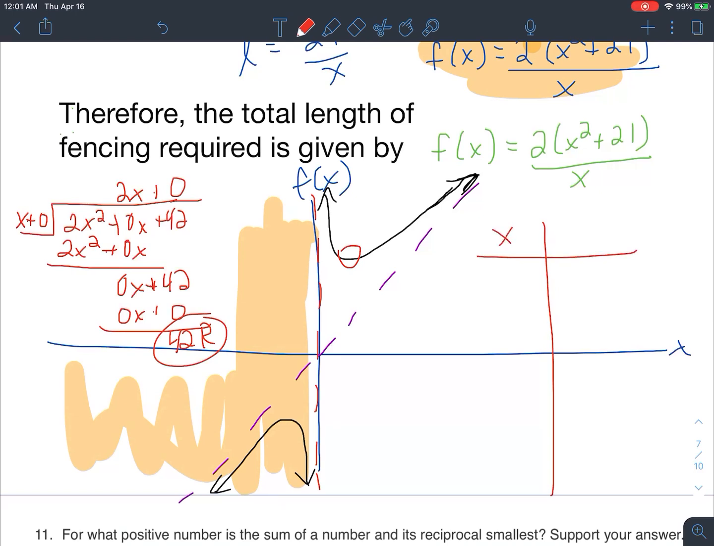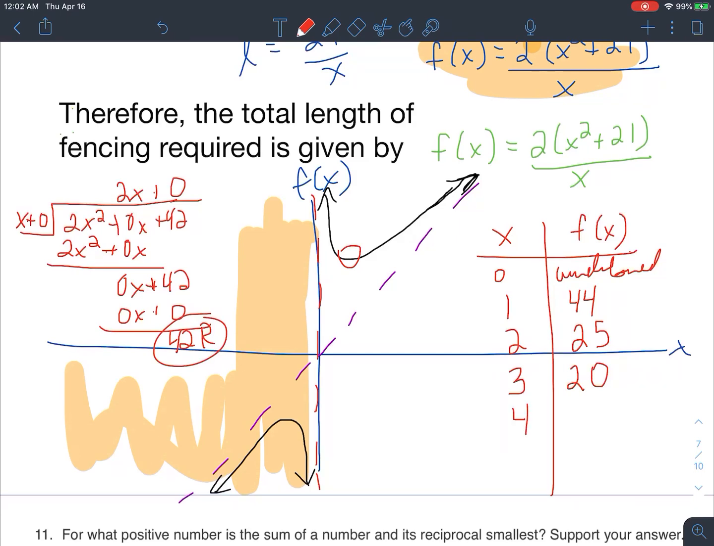So you got x and you got f of x. Well, at 0, it's undefined. Let's try 1. X is 1. You're going to have 22, you're going to have 44. When x is 2, you're going to get 4 plus 21, 25, 50 over 2, so 25. When x is 3, you're going to get 9 plus 21, which is 30, 60 over 3, which is 20. It's getting smaller.